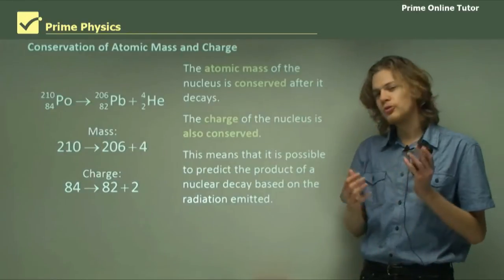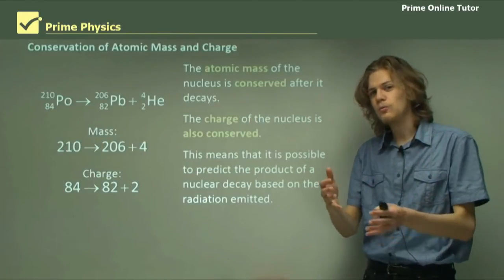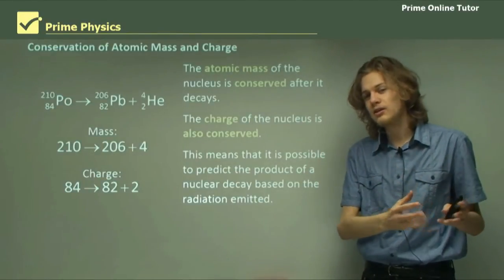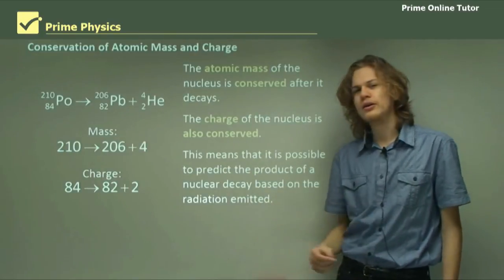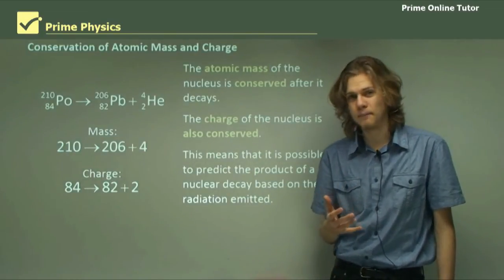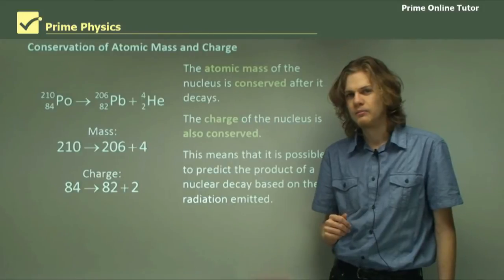This means that it's possible to predict exactly which substance something will decay into just by knowing what sort of radiation it's emitting. So let's go through them.